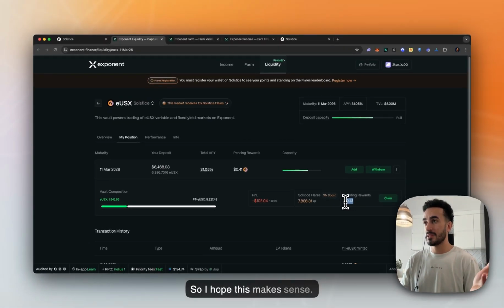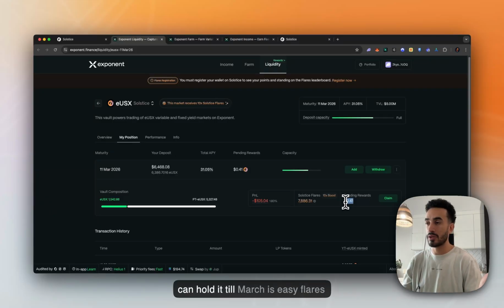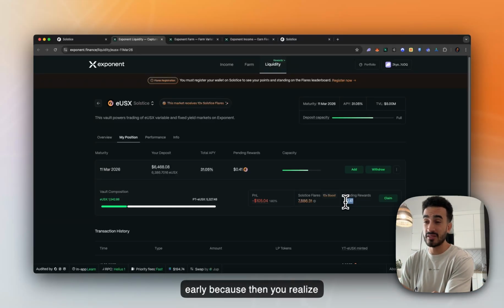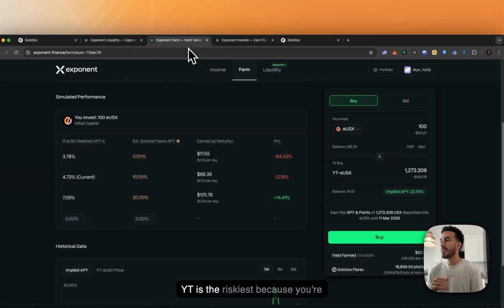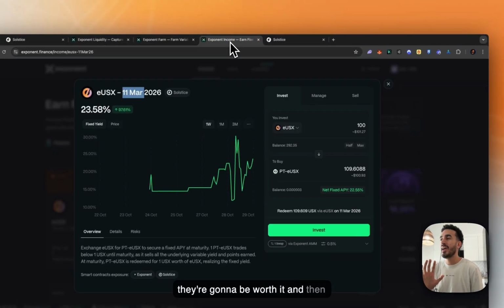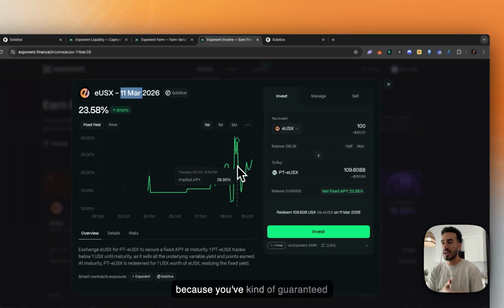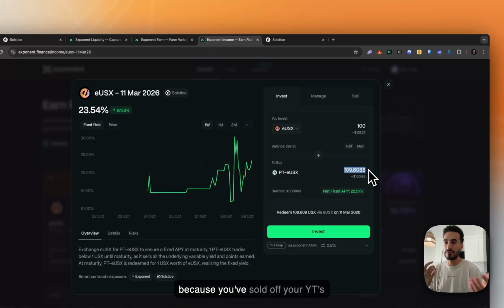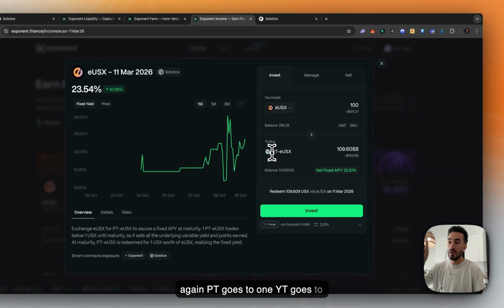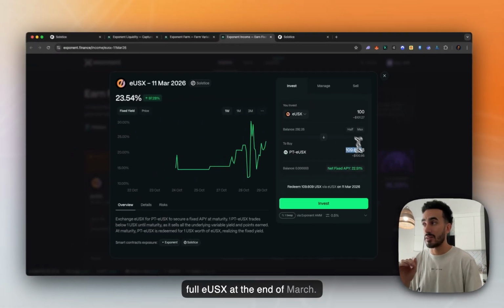So I hope this makes sense. I would say, not financial advice, I do say this balanced approach, if you can hold it till March, is easy flares, easy APY, low risk. It's only risk if you have to pull it out early, because then you realize some unrealized losses. YT is the riskiest because you're betting completely on flares and if they're going to be worth it. And then PT is actually the most safe because you've kind of guaranteed your yields because you've sold off your YTs to people trading, and eventually PT goes to 1, YT goes to 0. So your PT right here will be full eUSX at the end of March.